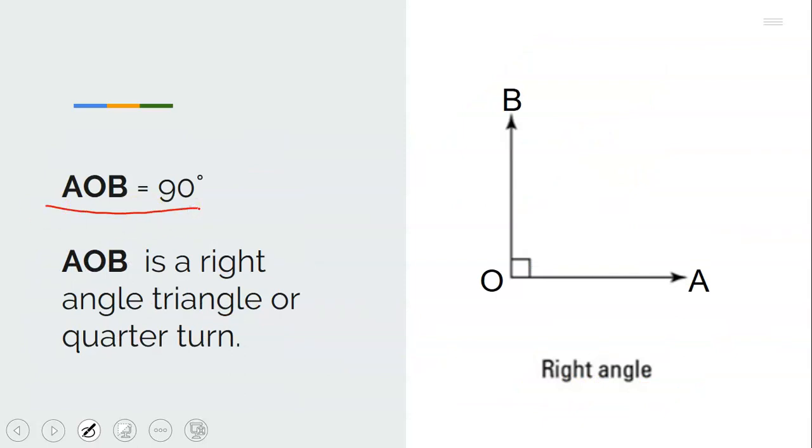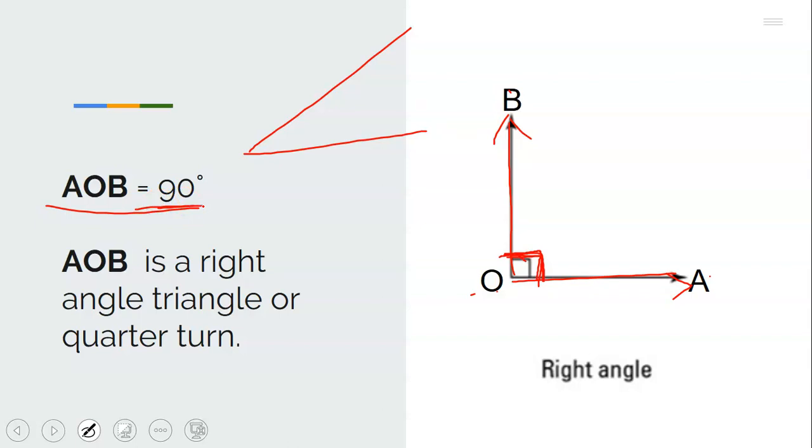Now, AOB equals 90 degrees. You can see from our previous angle, it was this way. Now, it has turned straight. Now, the angle between them is 90 degrees. Now, this is OB, OA. When you have this sign, it means angle 90. That is why we have it as 90 degrees.